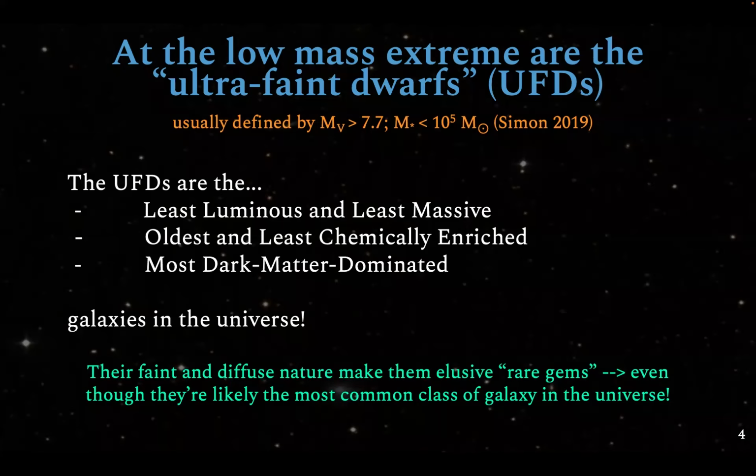And so these really extreme galaxies are of great interest to find, but unfortunately, their very faint and diffuse nature makes them rare gems. The funniest coincidence there, though, is that they're actually expected to be some of the most common galaxies in the universe, just by virtue of the halo mass function increasing as you go to lower masses. And so you have this paradox where they're extremely hard to find, but also some of the most common galaxies you expect to find.